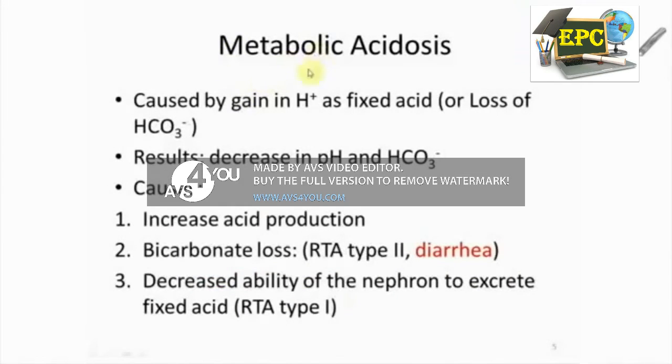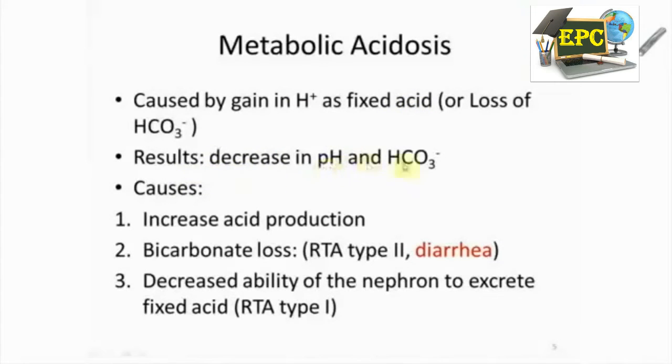Now, metabolic acidosis is caused by a gain in hydrogen ions as fixed acid or a loss of bicarbonate. And if you see fixed acid, an increase in hydrogen ions as fixed acid, you remember protein diets, okay? So a Western diet or a high protein diet results in a decrease in pH and bicarbonate. So here are some pathologies or causes of metabolic acidosis.